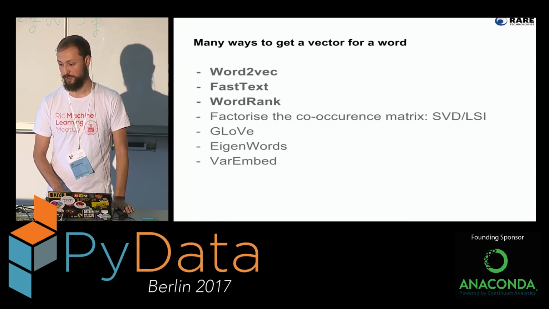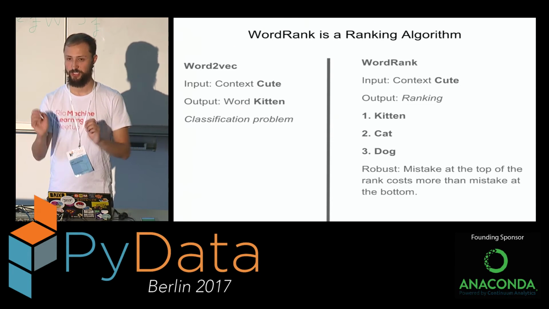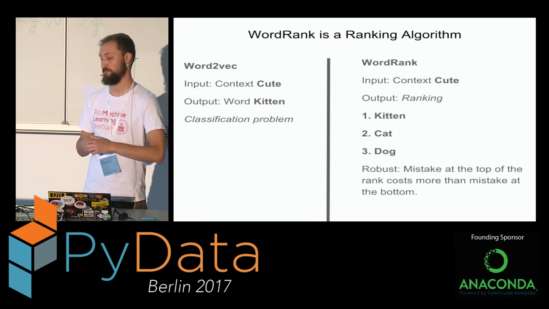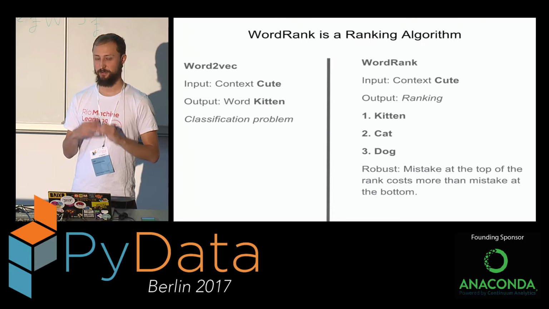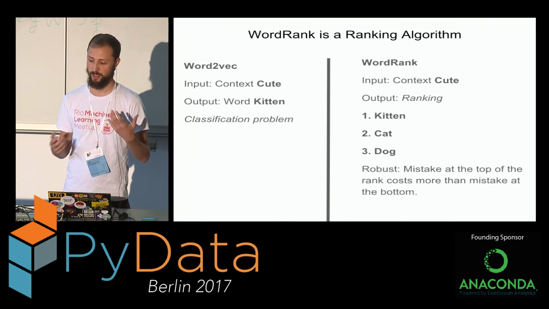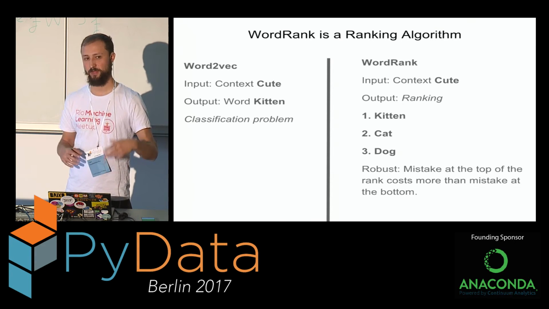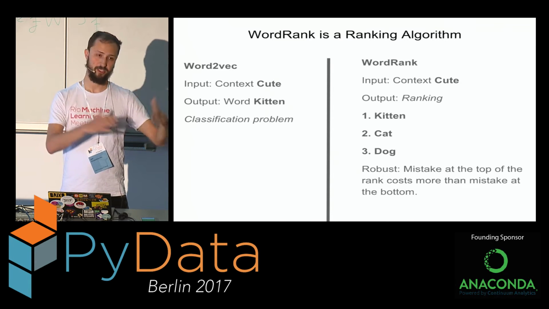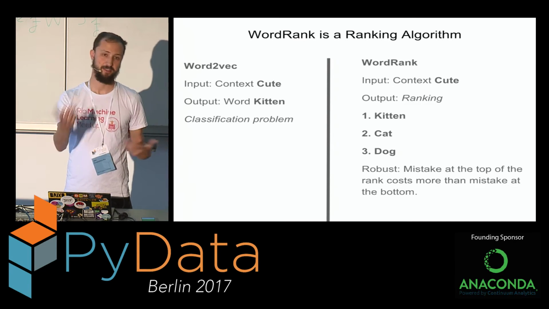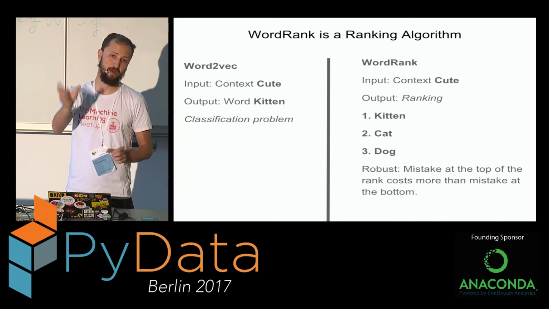Okay, cool. Let's move to WordRank. WordRank is a word embedding which is a couple of years old, and it's quite nice. It has a different formulation of the problem. In word2vec, it's a classification problem where I have an input context, "cute", and I want to see what's the best friend of "cute", and it comes up with "kitten". So I just have to predict one word out.